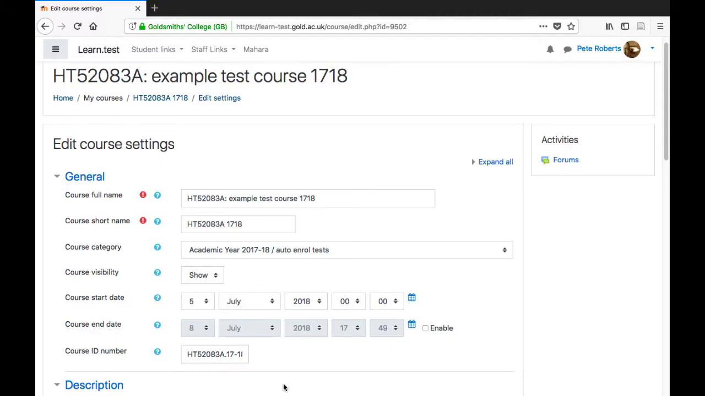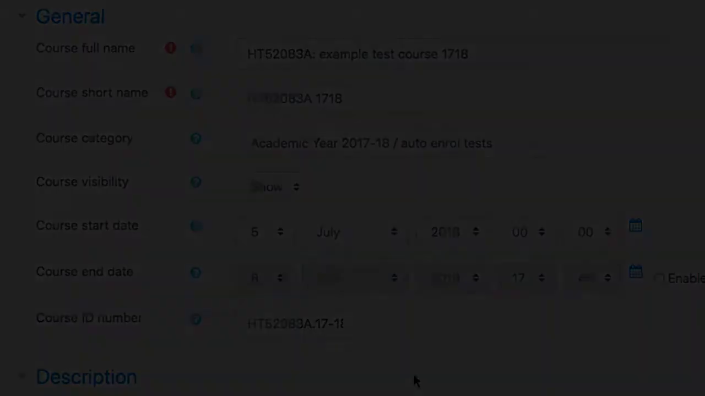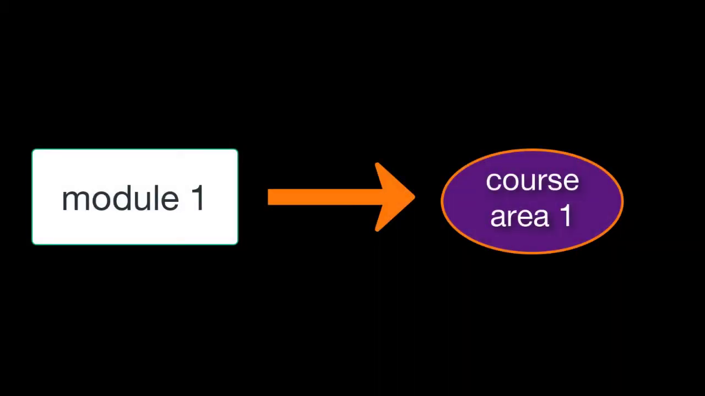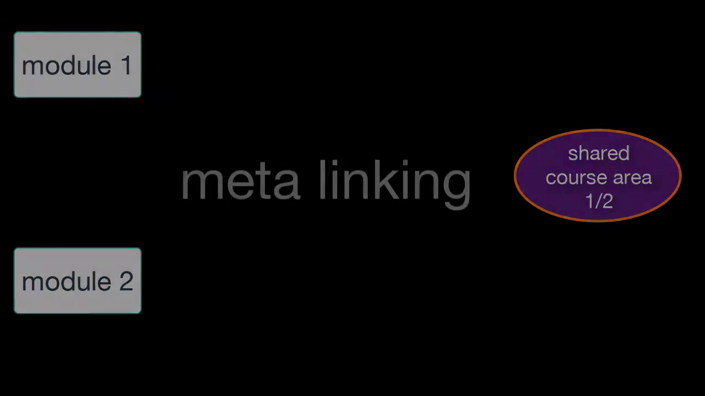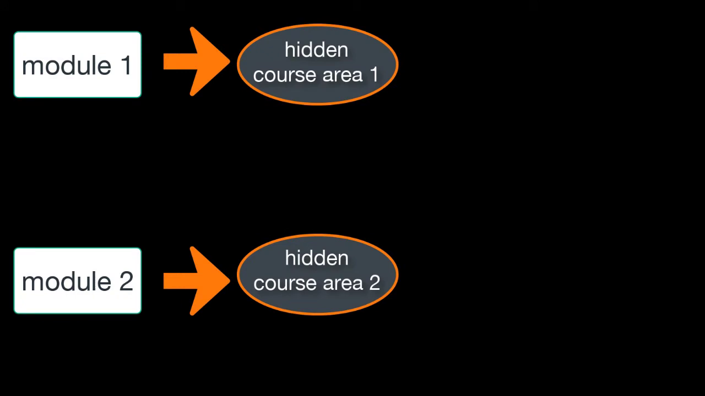For auto-enrolment, your course area will have a single entry in the ID number field in the main course settings. This is very easy when you have one course area per Unit module code. If you have multiple module codes and you want to share one course area between them all, this can be done by meta-linking. A course area per module is created using auto-enrolment, and these can stay hidden.